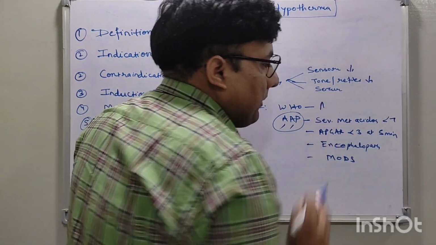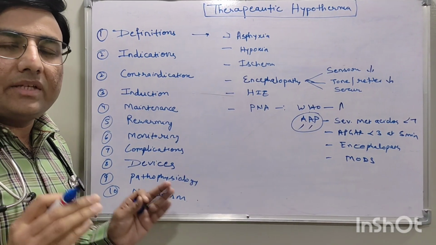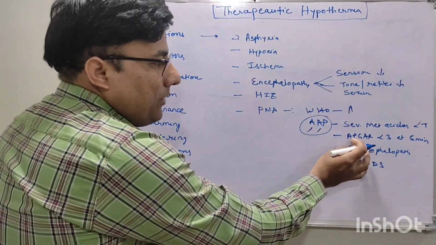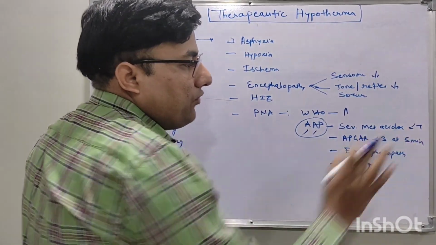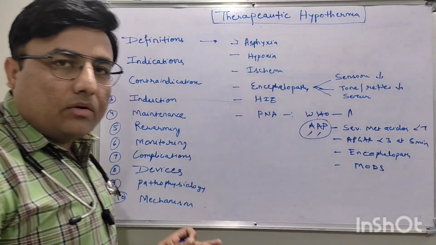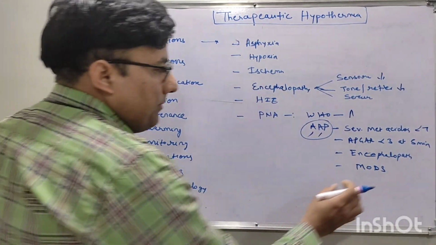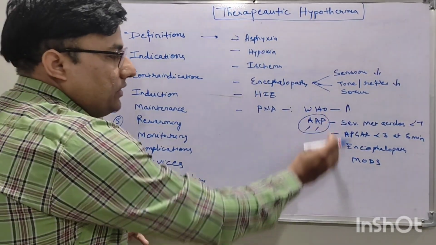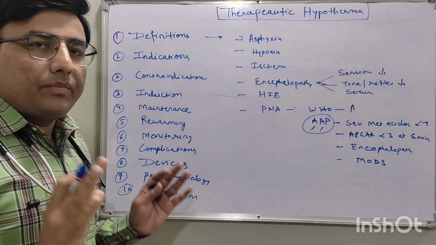First, severe metabolic acidosis should be present. pH should be less than 7. That is called severe metabolic acidosis. Then APGAR score should be less than 3 at 5 minutes. Impaired neurological function or encephalopathy should be present, and multi-organ involvement should be present. If these four are there, then only we call it perinatal asphyxia.